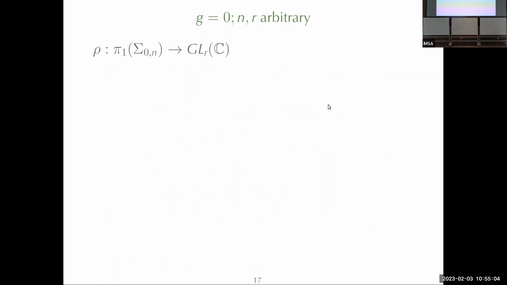Okay. Let me tell you about a bit of a generalization of this. Suppose the genus is 0, and now we're looking at n marked points, not just 4 marked points, and arbitrary rank. We saw an algebraic formulation of this question earlier. This is the braid group action on n-tuples of matrices. So how was this studied historically?